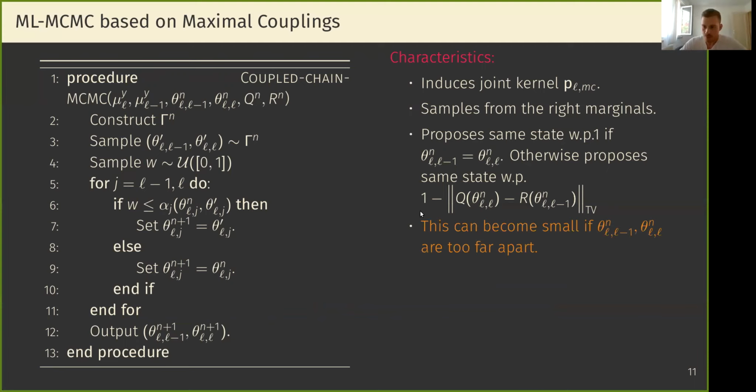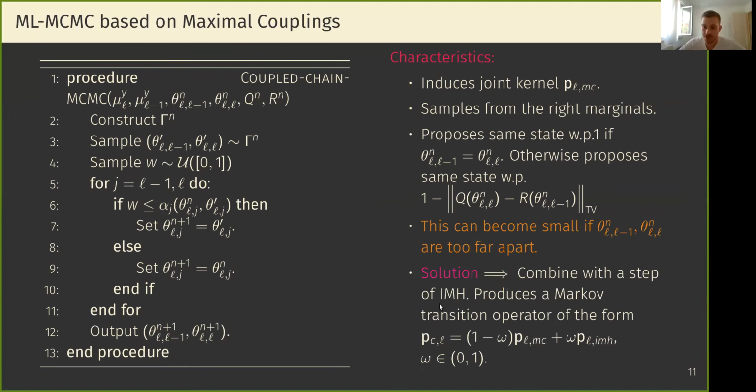This is the TV distance, which of course can become very, very small if the chains are too far apart, which could happen if one chain is accepting a lot and one is rejecting quite often. A solution to this issue, that the chains can start diverging by quite a lot, is to combine this with a step of independent Metropolis-Hastings. So in this case, we would produce a Markov transition operator of the form PCL, for which with some probability omega, which is between 0 and 1, we take a step of independent Metropolis-Hastings, and with some probability 1 minus omega, we do one step of this MLMC based on maximal couplings.